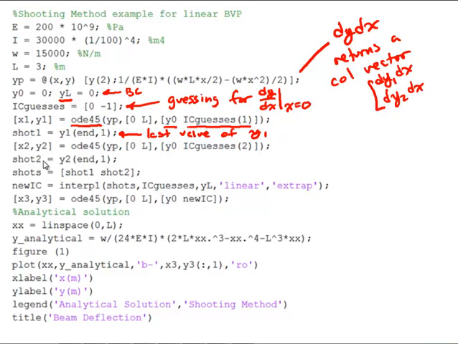Then we'll take a second shot, and the only difference for the second shot is that we're using the second guess, IC guess 2. Again we'll save the last value and put the shots together in a column vector, that's a prep for the linear interpolation. Then the next step is the interpolation.